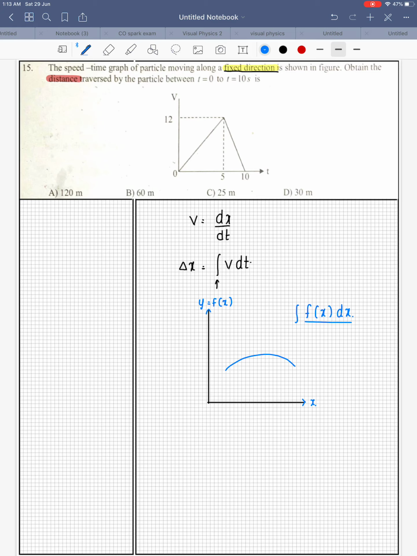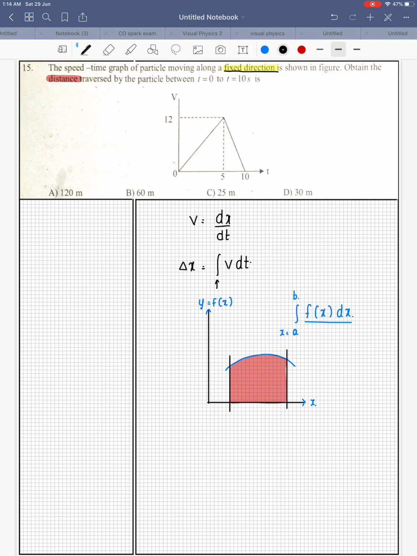Integral f of x dx, where x varies from a till b, okay, this is your a, this is your b, means the area under the curve between the limits. This is what this integral means. We have also seen how we got this particular result.